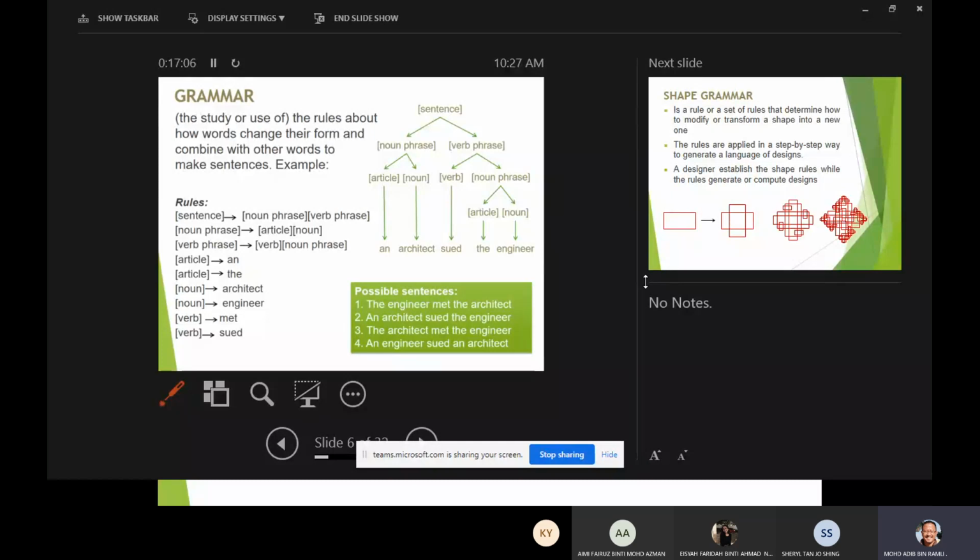So the beauty behind this method is to come up with different possible designs. Normally in your design studio, in your design project, when you design something, you just come up with one design, right? So there's no option to that. But using this shape grammar method, the main idea, or the beauty behind this method, is to create several designs in the same language or in the same style.